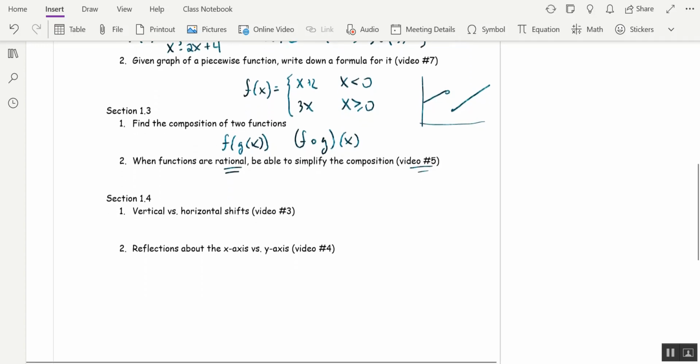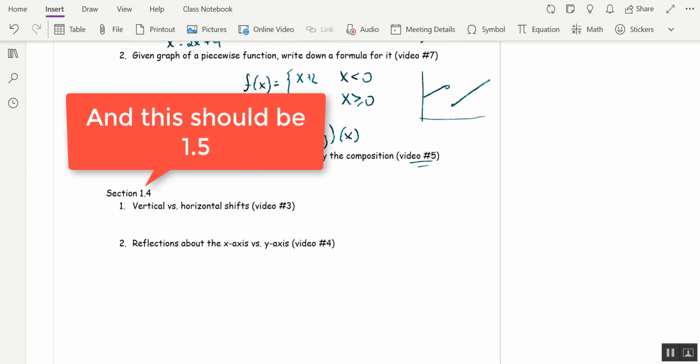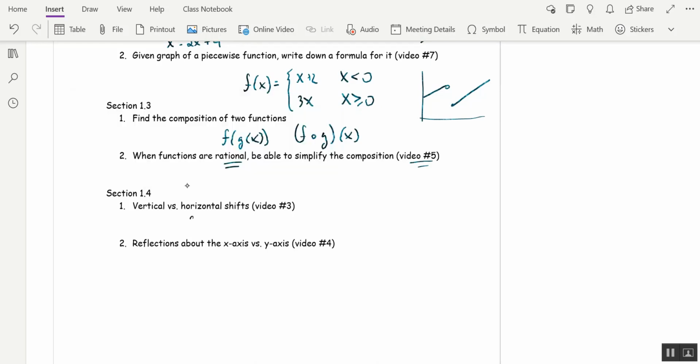Okay, and finally, section 1.4 is shifts and reflections. So vertical versus horizontal shifts. So that's video number 3. So horizontal shifts are going to be like f of x plus or minus some constant, whereas vertical shifts are going to have that constant outside.